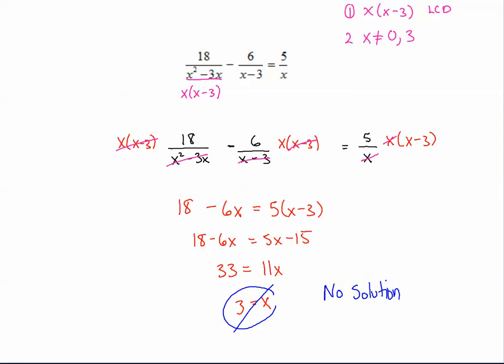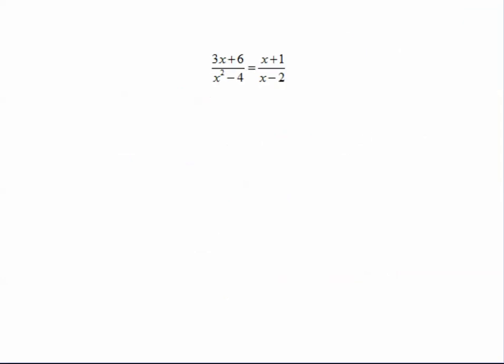Let's take a look at our next one. So I have 3x plus 6 over x squared minus 4 is equal to x plus 1 over x minus 2. So first step, find the LCD.